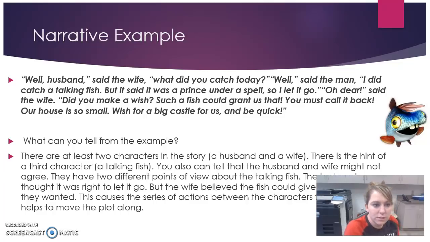"Well, husband," said the wife, "what did you catch today?" "Well," said the man, "I did catch a talking fish, but it said it was a prince under a spell, so I let it go." "Oh dear," said the wife, "did you make a wish? Such a fish could grant us that. You must call it back. Our house is so small. Wish for a big castle for us, and be quick."